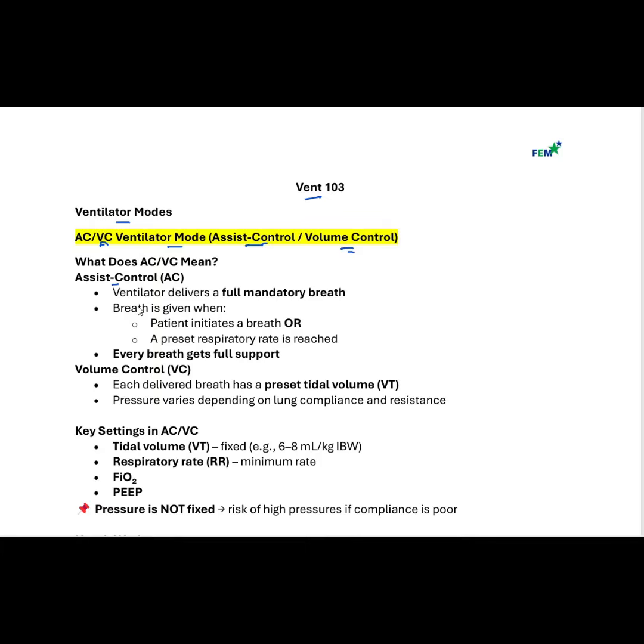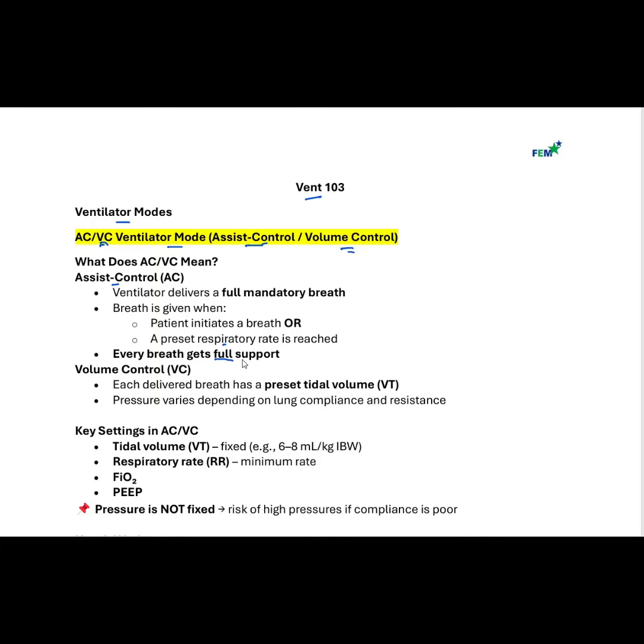So assist control means that the ventilator delivers a full mandatory breath. And this breath is given based on a preset respiratory rate. So you set your respiratory rate. Based on that preset respiratory rate that you set, and of course, if the patient also initiates a breath, then the ventilator will also deliver that full mandatory breath. So that's going to be the assist control. So every breath gets full support, right?